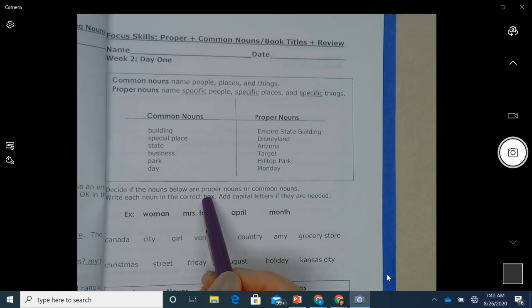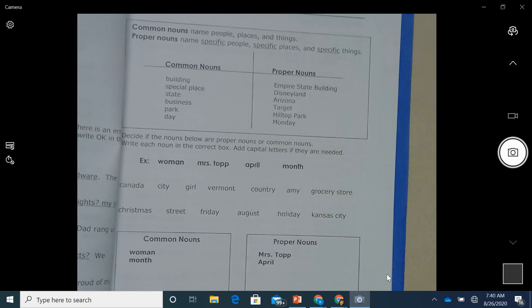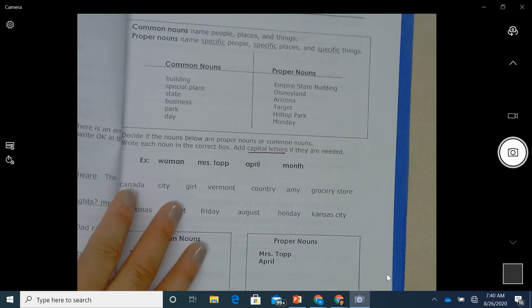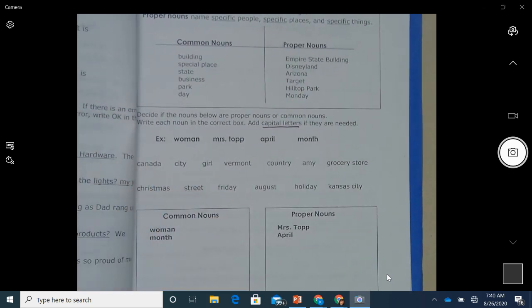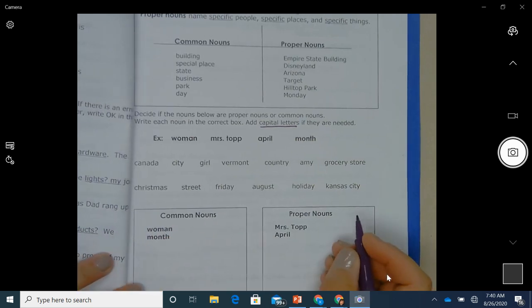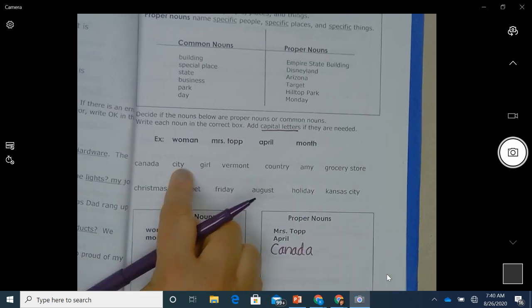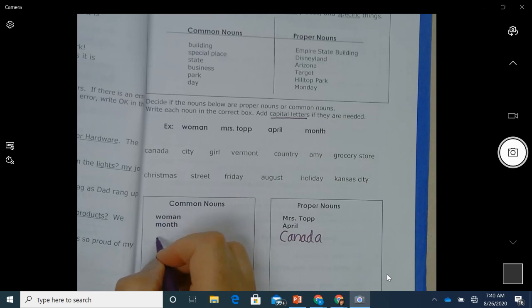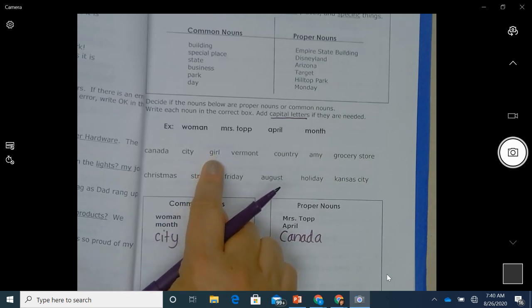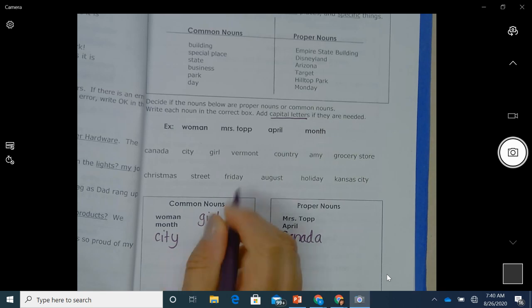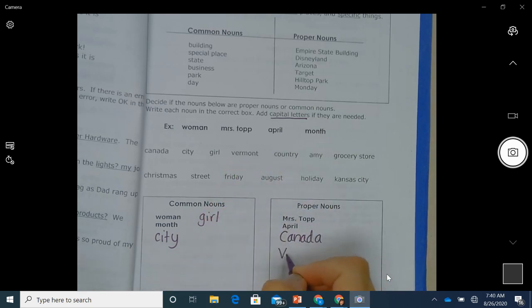So it says decide if the nouns below are proper nouns or common nouns. Write each noun in the correct box and add capital letters if they are needed, because all proper nouns are going to have a capital letter. So if I'm looking at these words here, I know that Canada is the name of a country, so that's going to have a capital and that's going to go into proper nouns. I'm looking at city. That's not going to have a capital. That's just going to be a common noun. Girl, also common noun. Vermont is the name of a state, so that's going to have a capital and it's going to go into proper nouns.